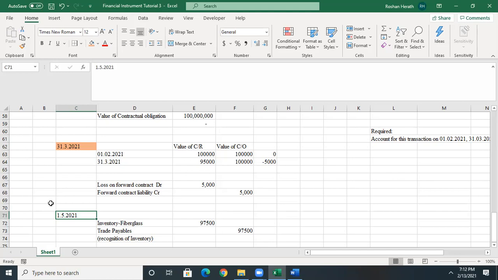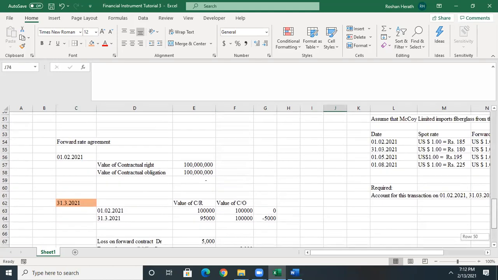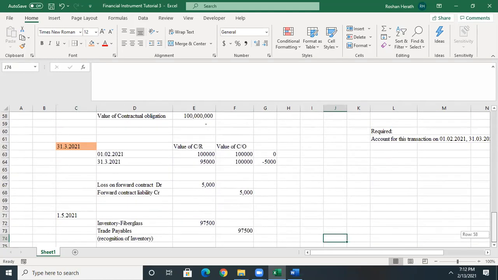Remember, the points where we need to recognize a derivative are three. Initially, the remeasurement at the reporting date, then the maturity. Those are the three dates that are applicable if it is accounting for a derivative, right?